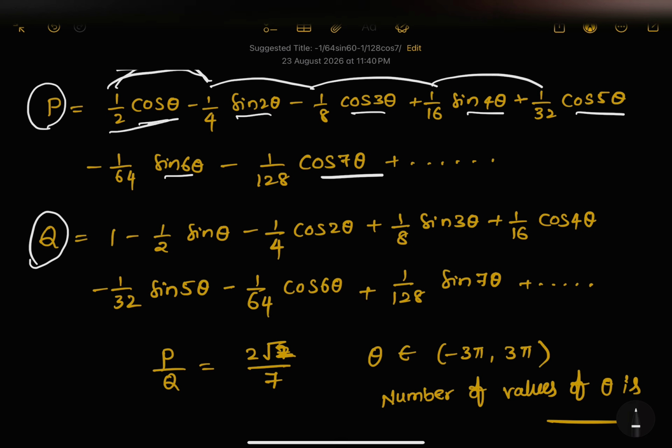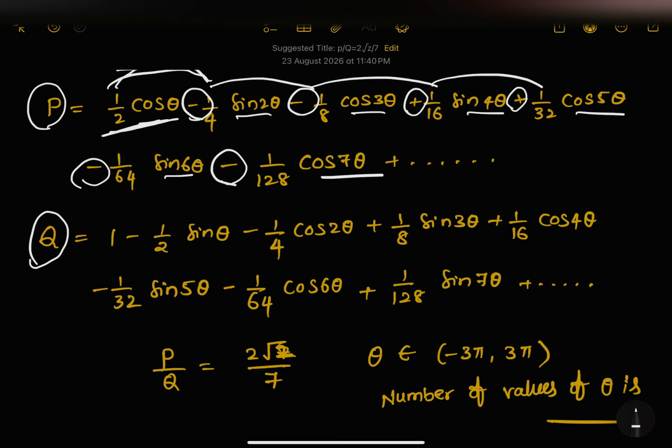So first term is positive and after that it strictly follows a pattern. Twice you're getting a minus and twice you're getting a plus. Again twice minus and then twice plus. And the series continues and it is an infinite series. And that is your P.